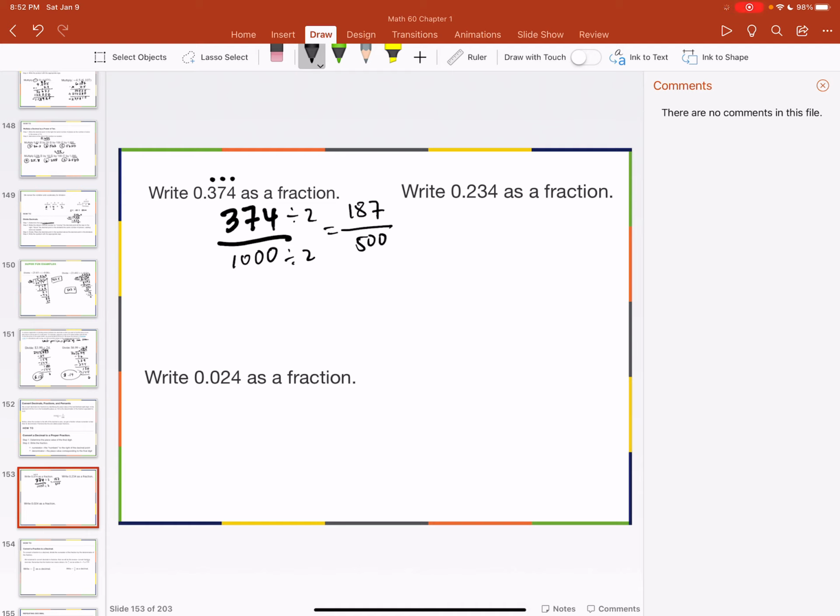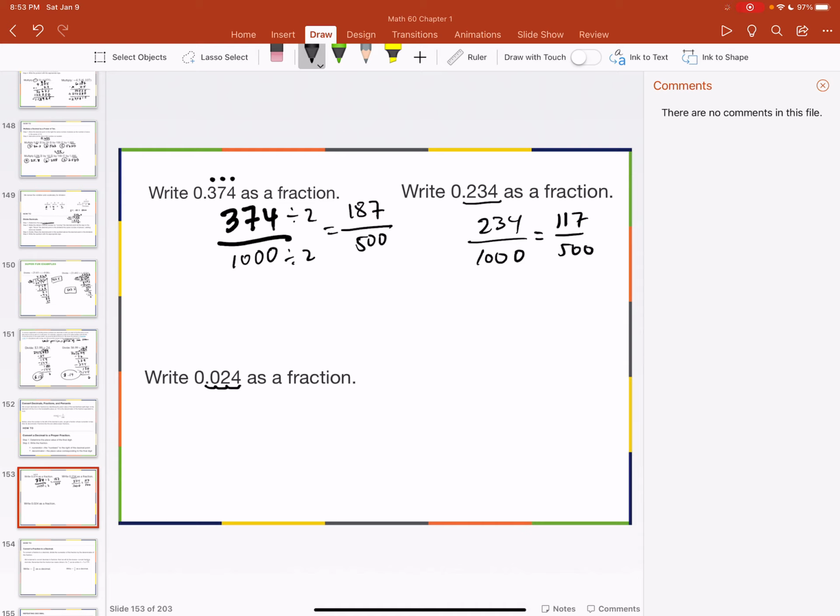So let's see here, let's do the next one. 234 thousandths as a fraction, and that's it. Right? So that's the first step. If it doesn't call to be reduced, you don't have to reduce, but usually it does. Okay, so 234, we could divide that by 2. Let's see here, 234 divided by 2, and we would get 117 on the top, and then 500 on the bottom. Okay.